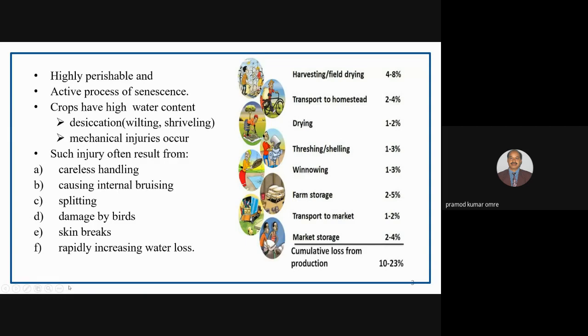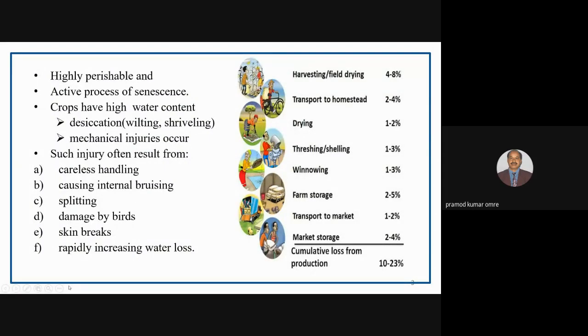Here, some of the losses are... this screen, is it clear? You can see the screen. Yes, sir.